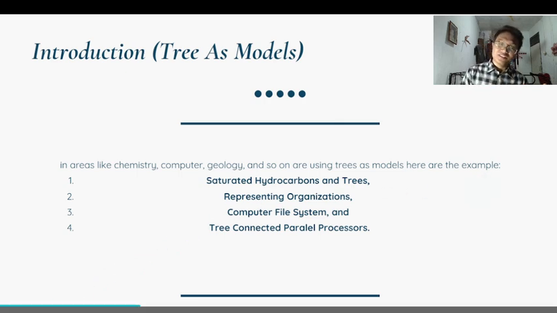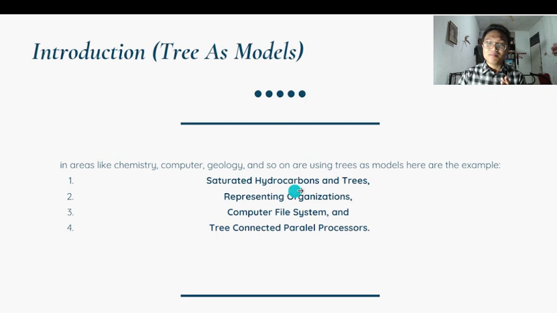Then we will continue to look at trees as a model. Trees are used as models in areas like chemistry, computer science, geology, and so on. Here are some examples that I have written. One is saturated hydrocarbons, and trees are used in chemistry to represent organization, trees to represent a computer file system, and also trees that connect parallel processors.